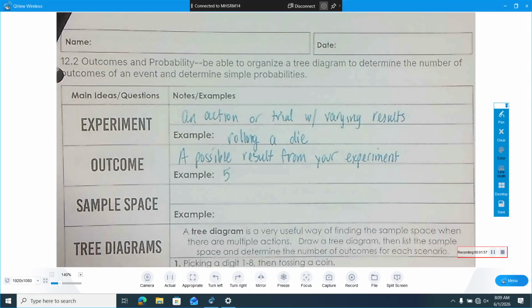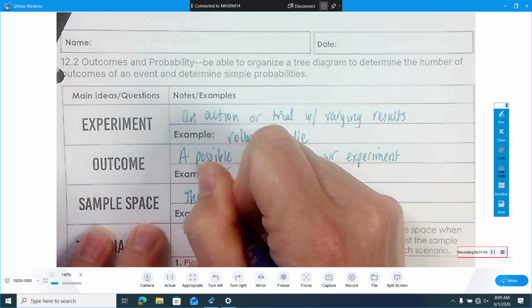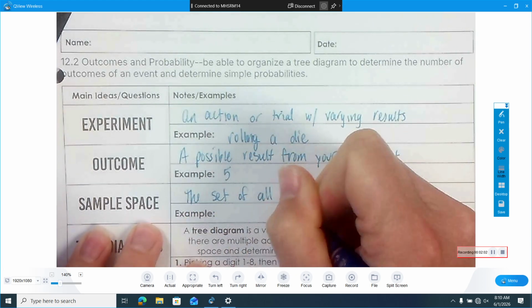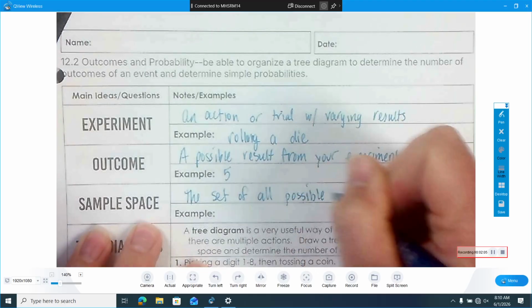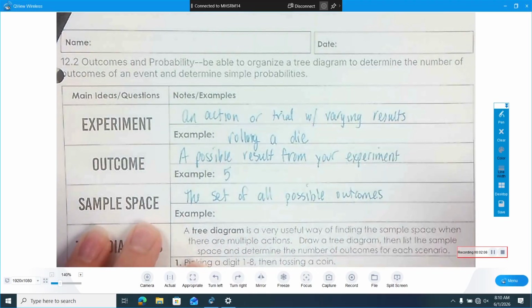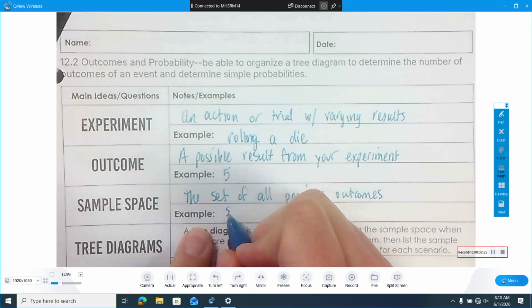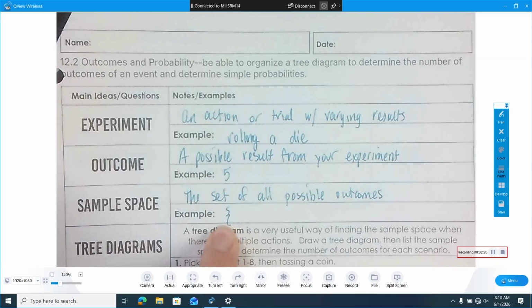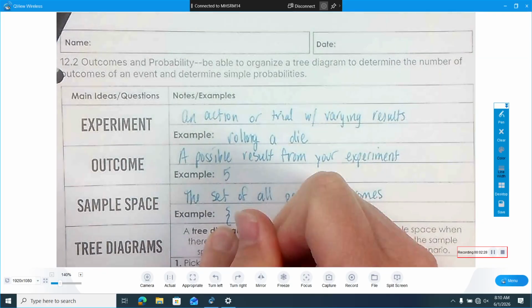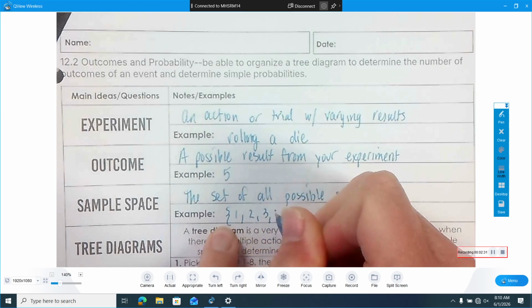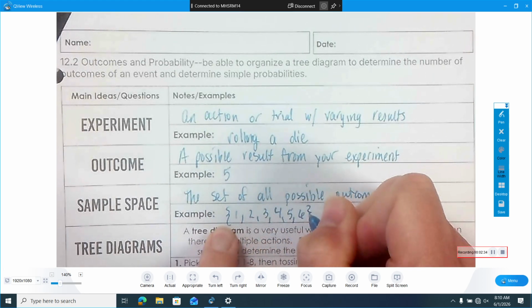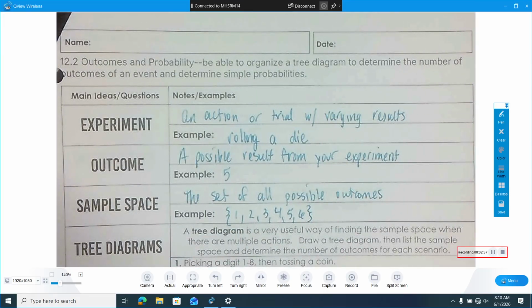And then we call the sample space the set of all possible outcomes. To know the set of all possible outcomes is what we need in order to be able to calculate probabilities. So for the sample space, we use set notation, which uses curly brackets. What is the set of all possible outcomes? 1, 2, 3, 4, 5, and 6. Yeah, that's right. And that is the set of all the possible outcomes.